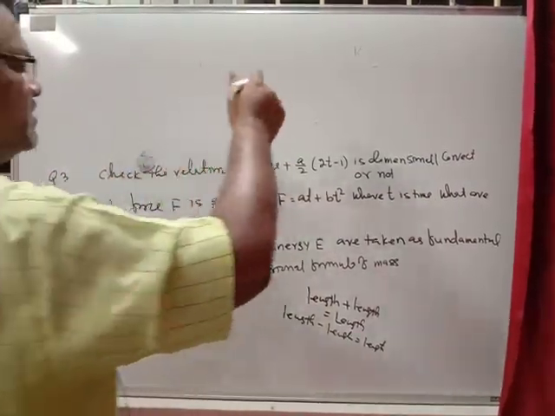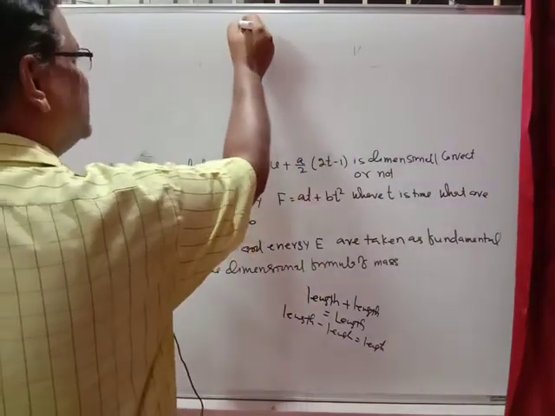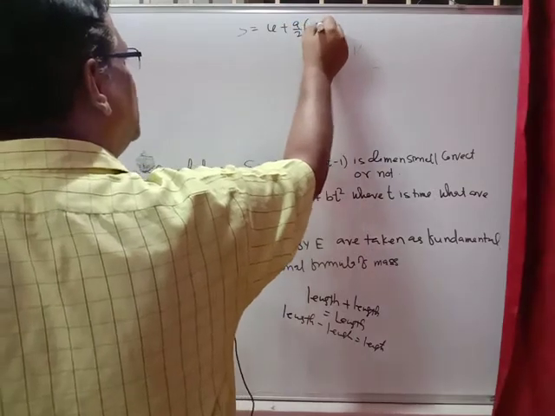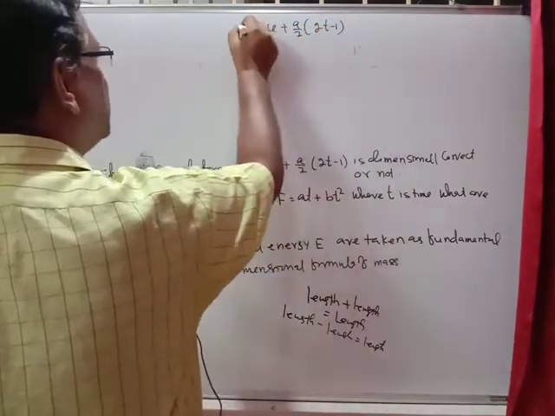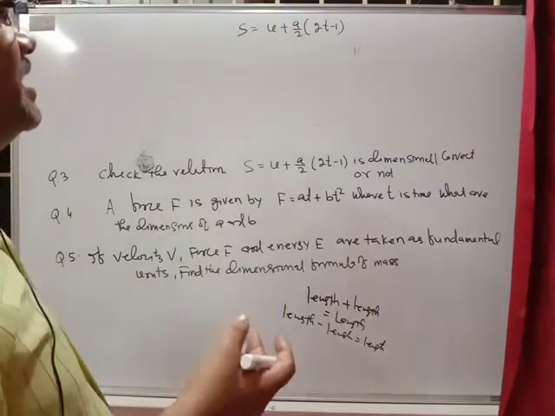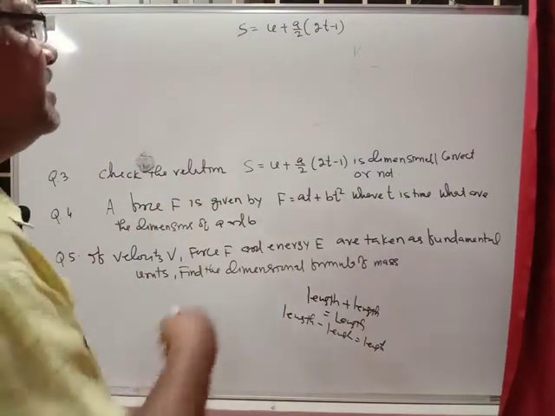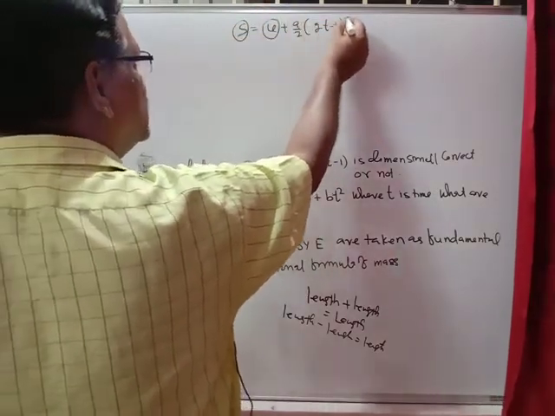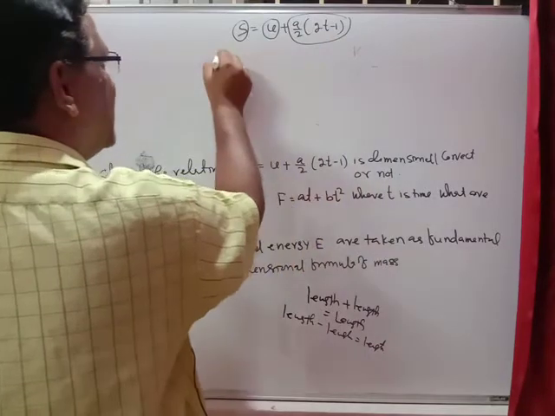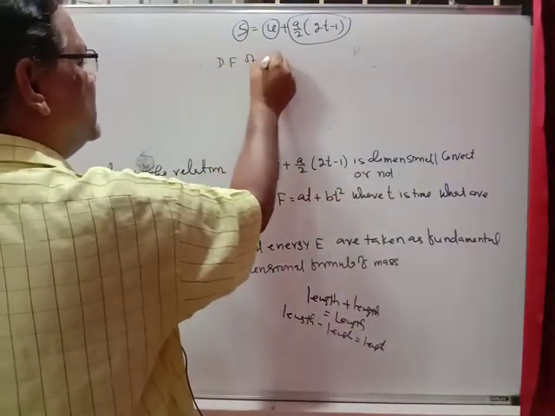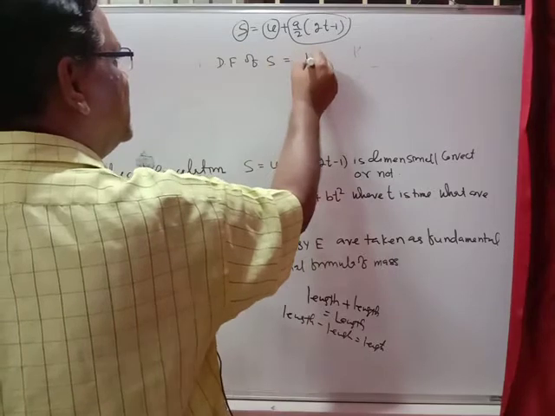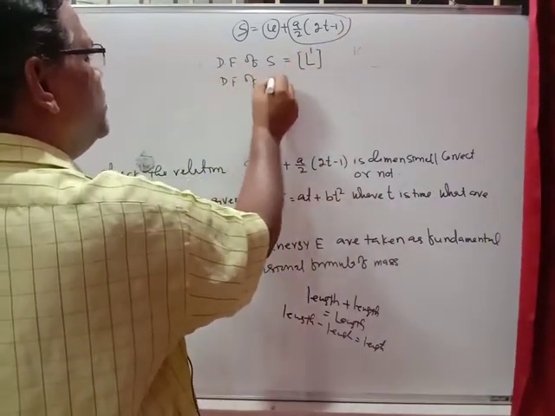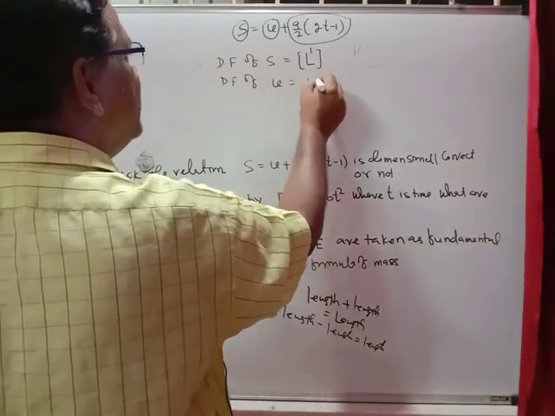So here, the relation is s equals u plus a by 2 into 2t minus 1. Just find the different terms and apply the homogeneity principle. How many terms are there? s is one term, the other is u, and the last is another term. So you check the dimensional formula of s, which equals distance, so that is L1. Similarly, the dimensional formula of u is L T minus 1.